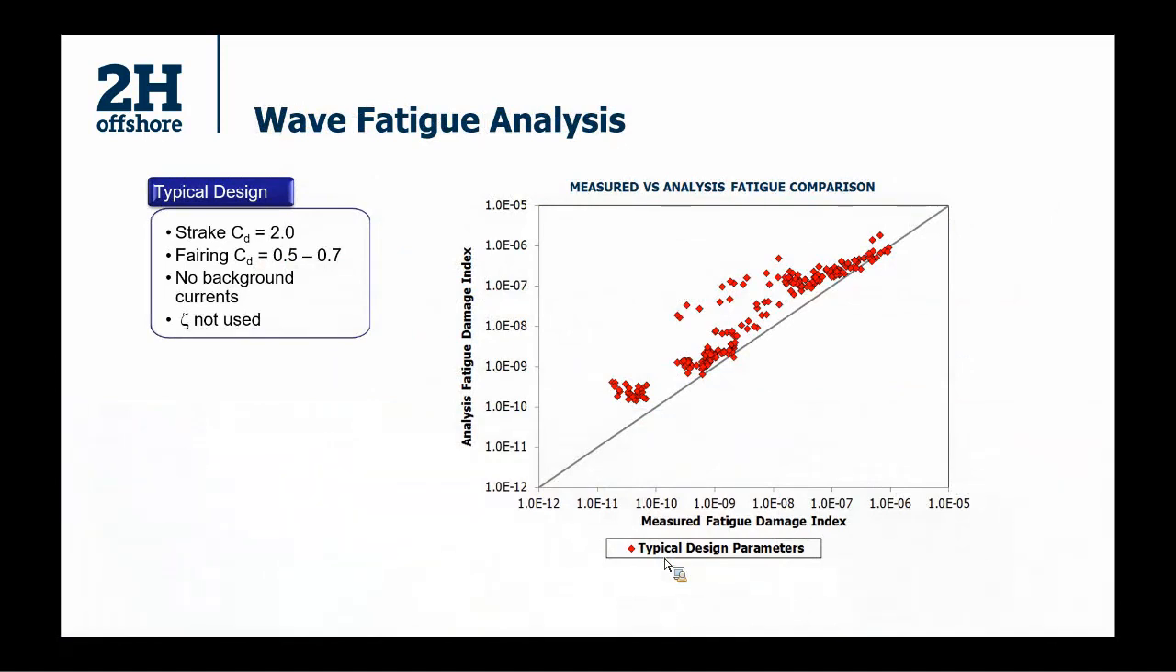So this is the result for wave fatigue. And as you can see here, this is a plot of the analysis fatigue damage versus measured fatigue. This is for all the risers, all 5 risers. And you can see that with the typical design parameters that I've shown here, you are over predicting the measured fatigue. So you're conservative. That's a good thing. In an ideal world, you're going to lie on the gray line where measured would be equal to analysis.